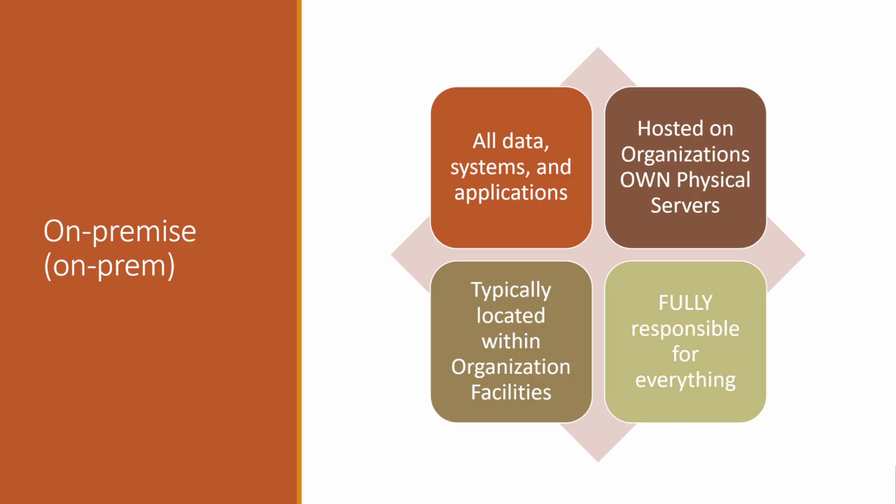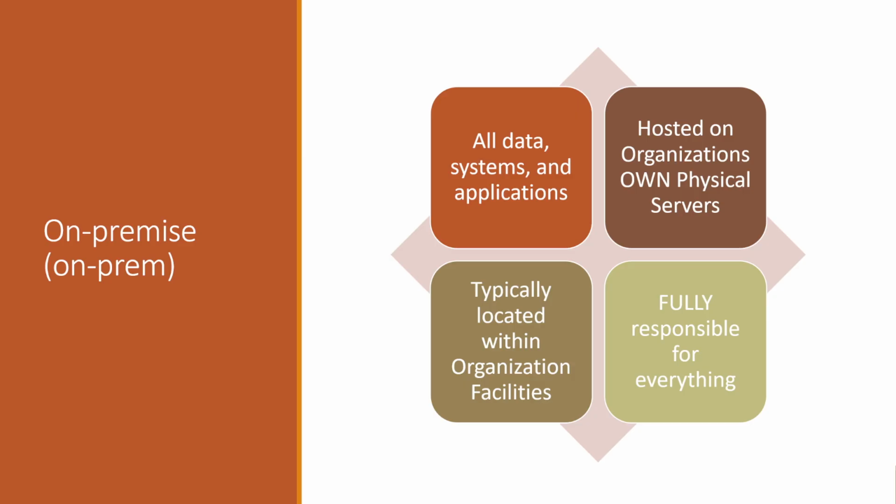All right, first thing I want to talk about is on-prem. The difference between an on-prem versus a cloud infrastructure basically is what we're headed for here. On-prem is talking about all data, systems, and applications being hosted within our own physical systems, within our own facilities and in our own data centers. In other words, we are fully responsible for everything, including physical security, hardware, software, networks, everything.